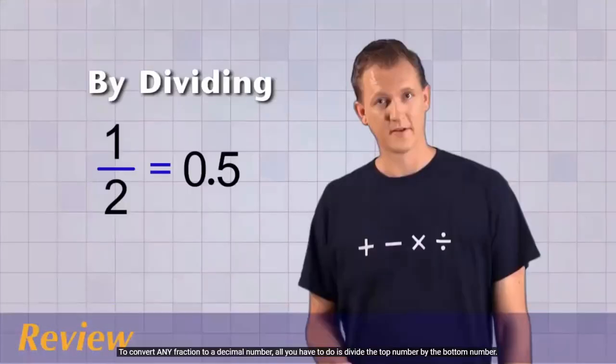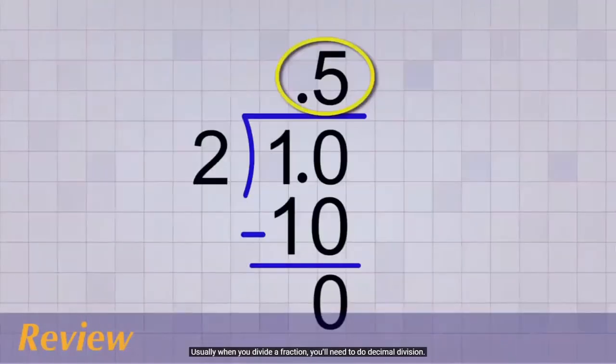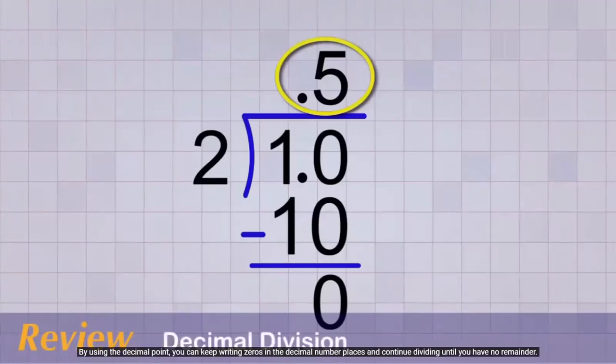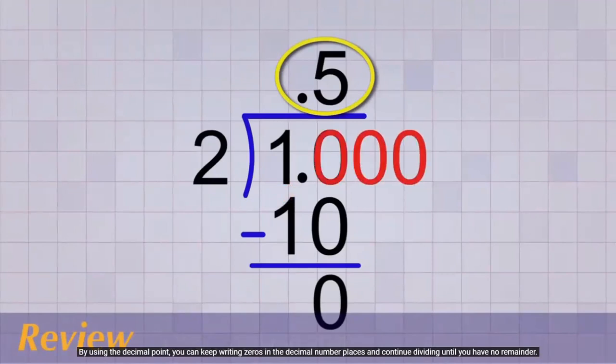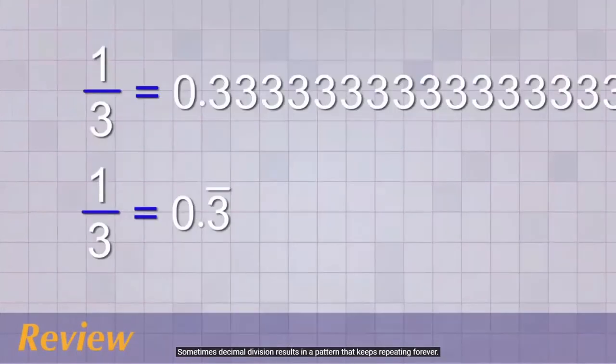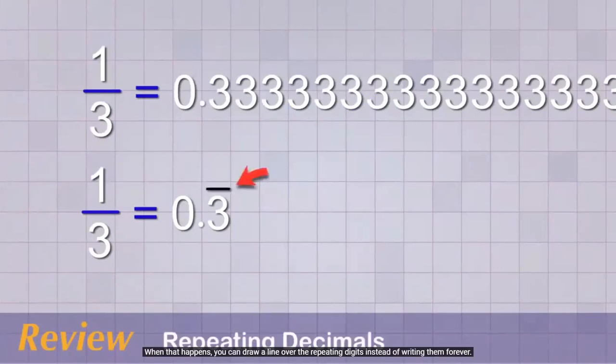To convert any fraction to a decimal number, all you have to do is divide the top number by the bottom number. Usually when you divide a fraction, you'll need to do decimal division. By using the decimal point, you can keep writing zeros in the decimal number places and continue dividing until you have no remainder. Sometimes decimal division results in a pattern that keeps repeating forever. When that happens, you can draw a line over the repeating digits instead of writing them forever.